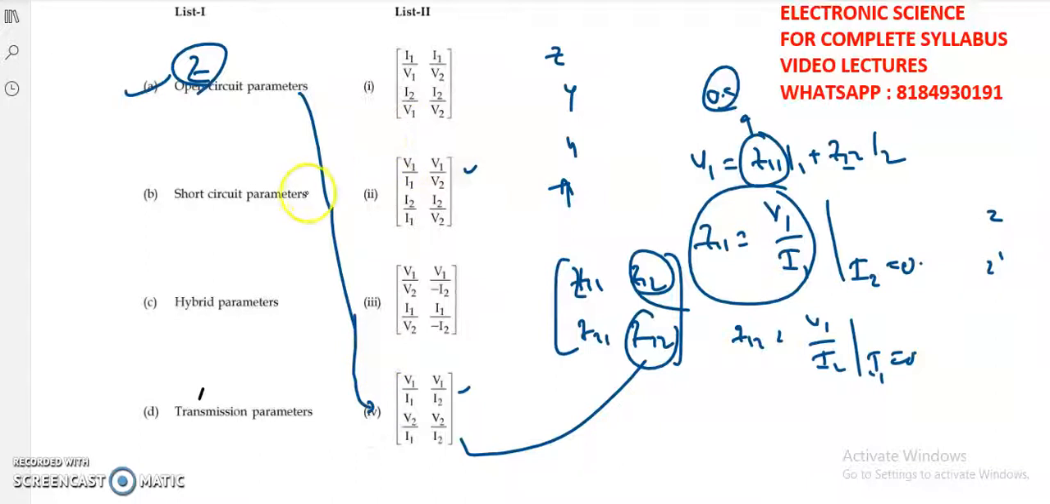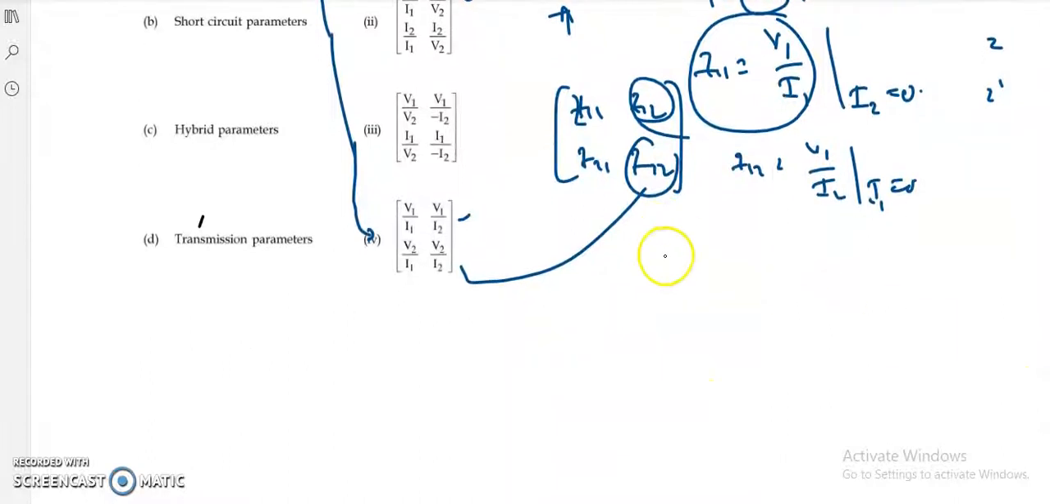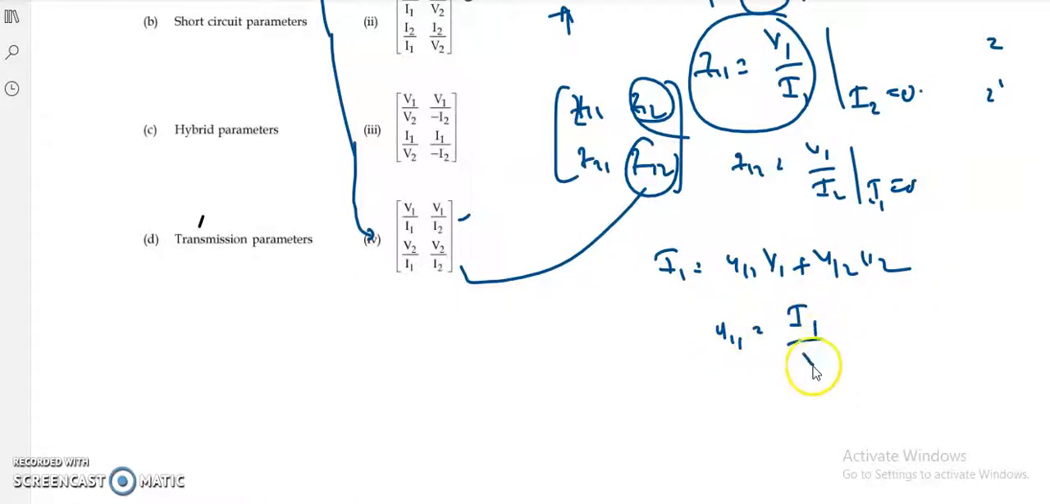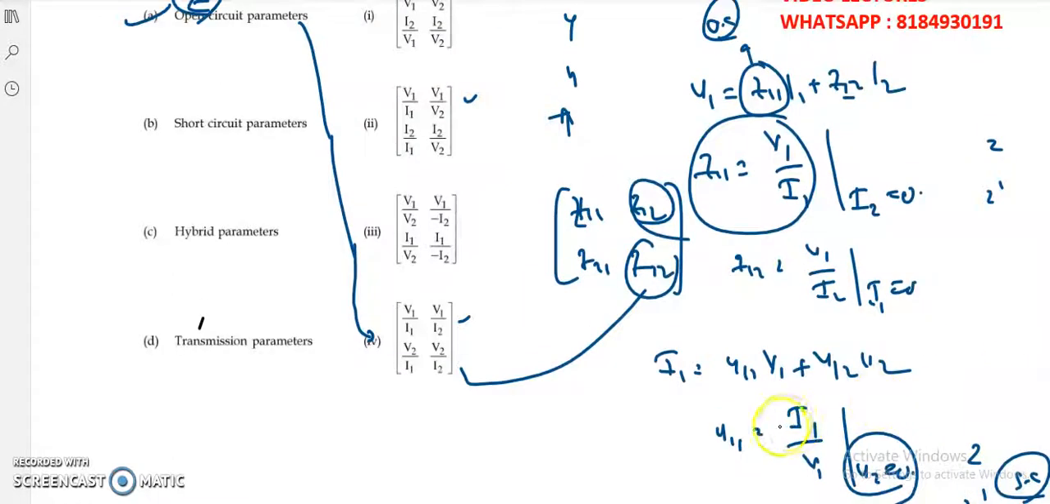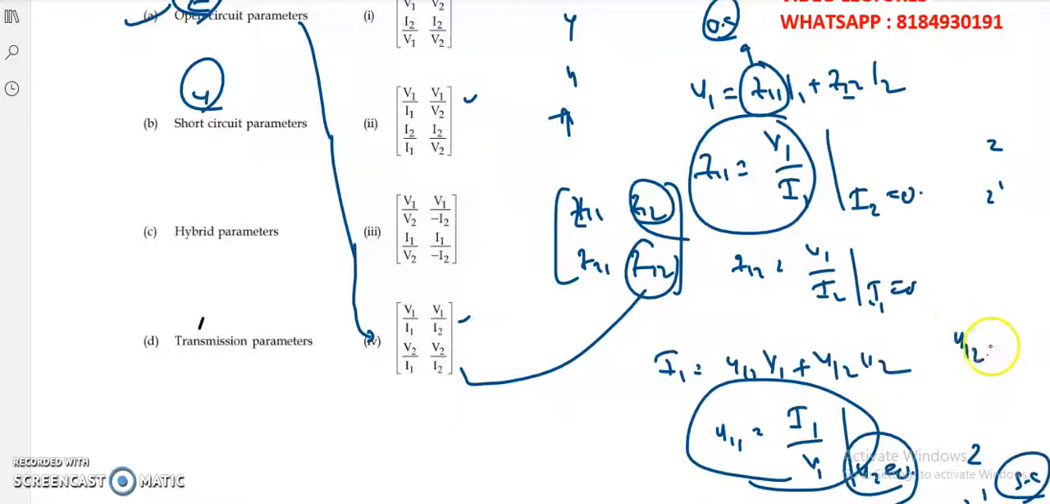Like that, the short circuit parameters are the admittance parameters. Admittance parameters means I1 is equal to Y11 V1 plus Y12 V2. In this case, Y11 is equal to I1 by V1 if you make V2 equal to 0. V2 equal to 0 means the 2 and 2 dash terminals have to be short circuited. That's why the admittance parameters can also be called short circuit parameters, that means Y parameters. So we get Y11 is equal to I1 by V1 and similarly Y12 is equal to I1 by V2.